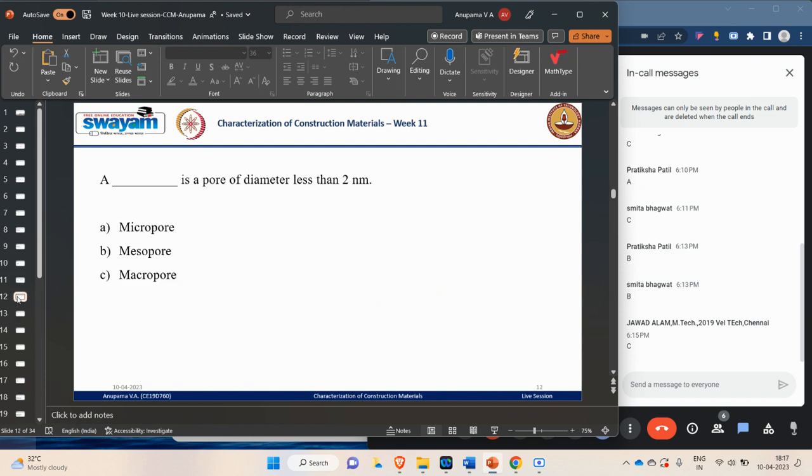So let's move to the next concept, that is regarding the pore size distribution and porosity measurement. Dash is a pore of diameter less than 2 nanometer. So if you have a pore and it has a size of say 1 nanometer, is it a micropore, mesopore, or macropore? When the size of the pore is less than 2 nanometer diameter, what is it known as? Is it a micropore, mesopore, or macropore?